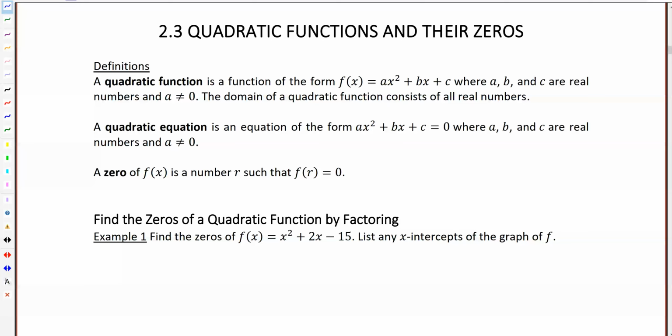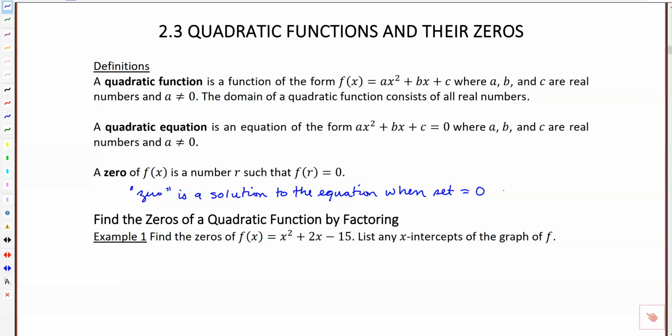Now, a zero of a function f(x) is a number r such that f(r) = 0. In other words, it's a number such that when you put it into the function, you get a 0 out. We use this language that a value or a number is a zero. This is a solution to the equation when it's set equal to 0.